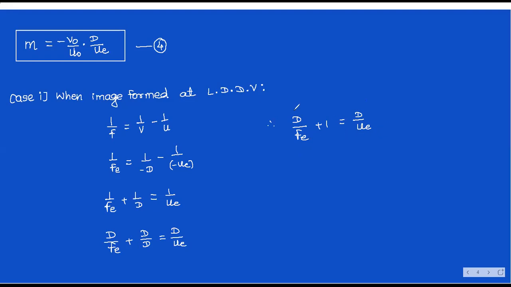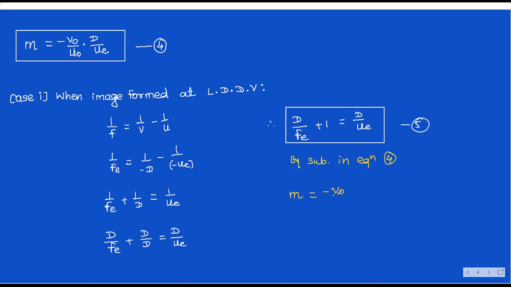Now this d by ue value I am substituting in equation 4. Let us assume this is equation number 5. We got the d by ue value, and this is equation number 4, so we substitute in equation 4. You can see it above. So the magnification we are getting is minus V naught by U naught into, this is d by ue, which is 1 plus d by fe. So I am getting the magnification like this: minus V naught by U naught, 1 plus D by Fe. Is that clear? Right?